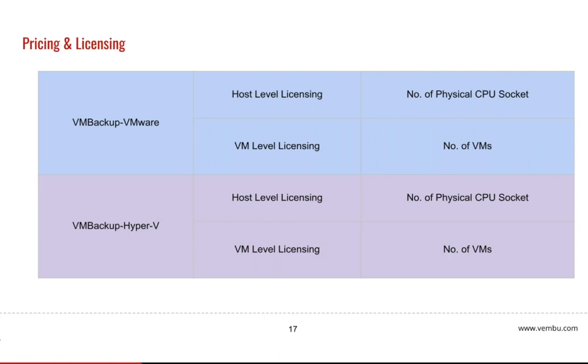Like if you have 2 CPUs, physical sockets running on a machine, and you are having 20 virtual machines, you can buy the CPU socket level license, or you can purchase a license at VM level. So it's applicable for both VMware and Hyper-V.